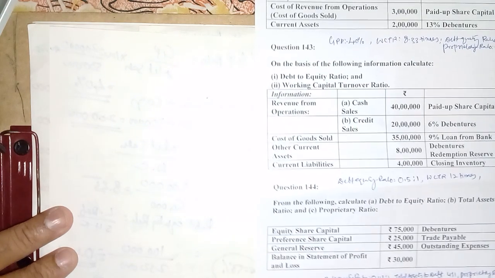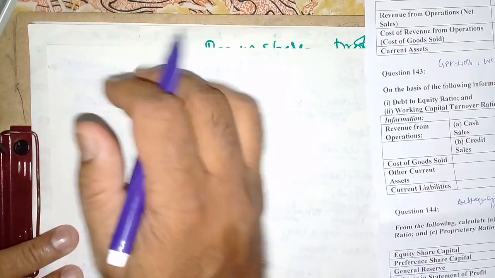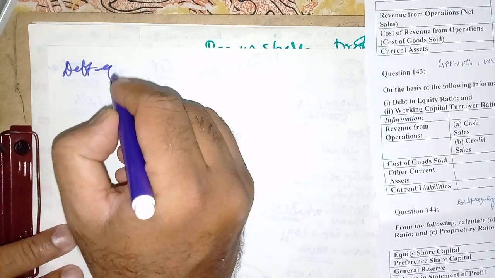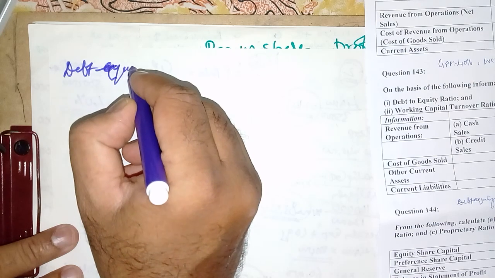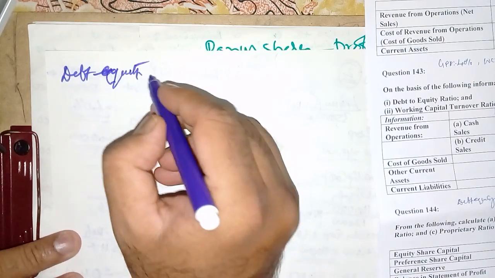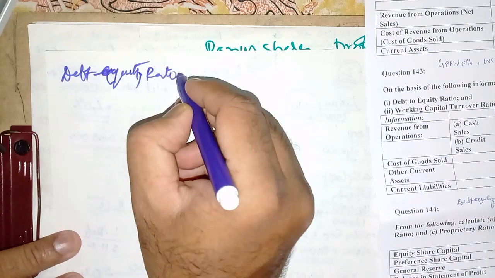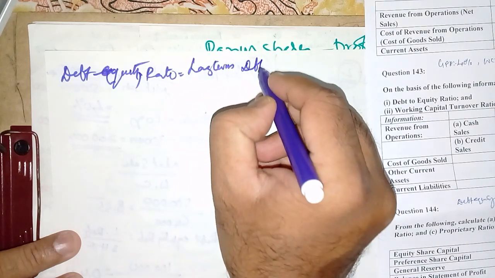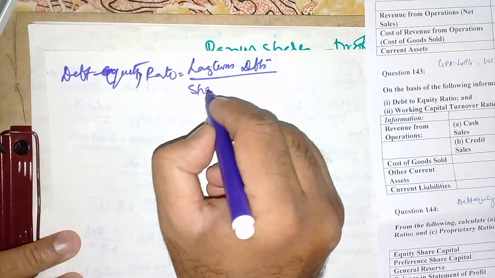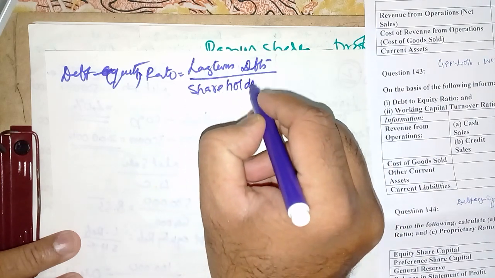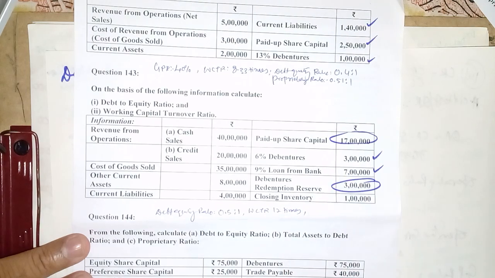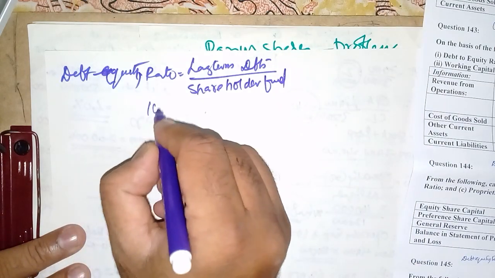So very quickly we will do this sum. Debt equity ratio formula: long term debts divided by shareholders fund. So long term debts are, as we have already calculated, 3 lakhs plus 7 lakhs. So long term debts are 10 lakhs.